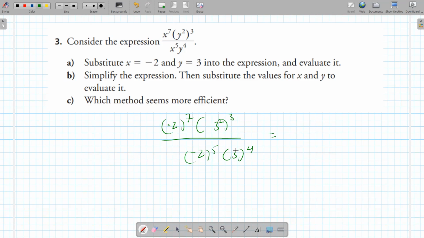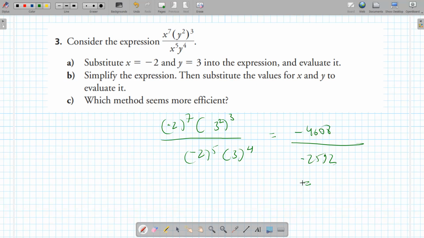I'm just going to plug this in because I think that's what they want us to do. So negative 2 to the power 7 times 3 squared to the power of 3. So you get 4608 on the top. On the bottom, negative 2 to the power of 5 times 3 to the power of 4. You get negative 2592.